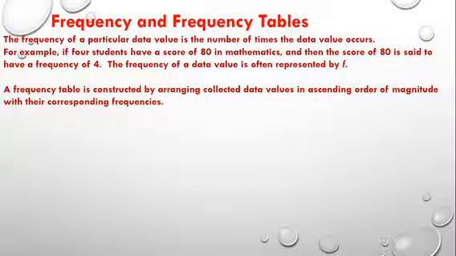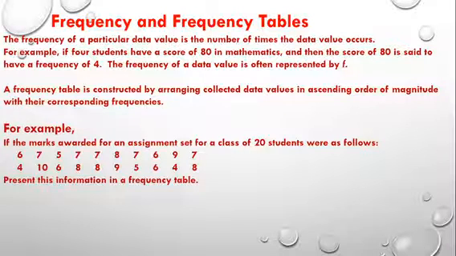So as an example, if the marks awarded for an assignment set for a class of 20 students were as follows. So we have this array of numbers. There are 20 of them, and these are the scores of 20 students in a particular assignment. Okay, now we want to represent this information in a frequency table. Now, all things being equal, this assignment would have been over 10 marks. So you have 6, you have 7, you have 5, you have 8, you have 4, up and up like that. All right, and remember we said that the first thing that you are to do is to arrange it in ascending order.